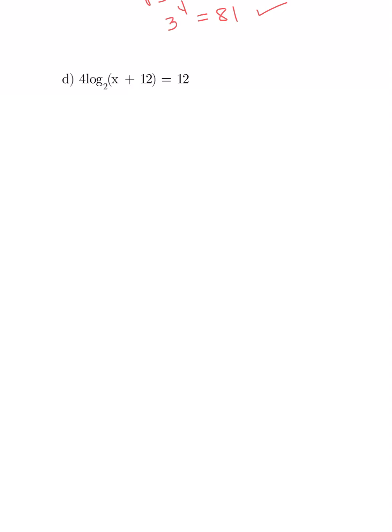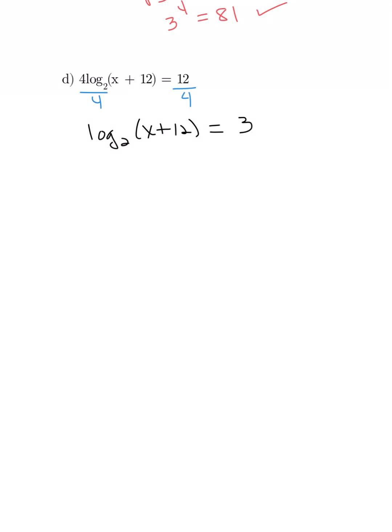On our next problem, we have 4 times log base 2 of the quantity x plus 12 equals 12. Notice that our logarithm has a times 4 on the front of it. It is not isolated. So the first thing we're going to do is divide by 4 on both sides. Now we will have log base 2 of our quantity, x plus 12, equals, on the right side, 12 divided by 4 is 3.